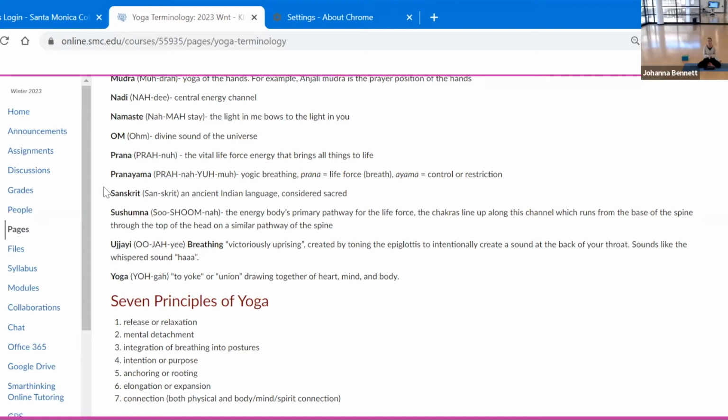Okay, two more terms. Ujjayi breathing, victorious breathing, which we'll practice today as well, is a very popular breath in yoga asana practice, and we will be practicing this. It's known as victorious breath. It's a heating breath. It's also a breath that brings a stillness of the mind. And so thus it brings victory.